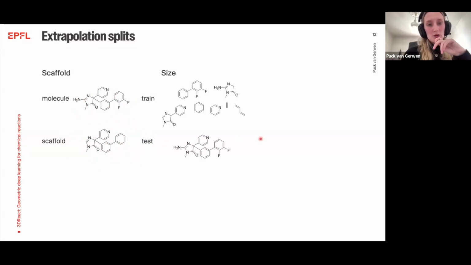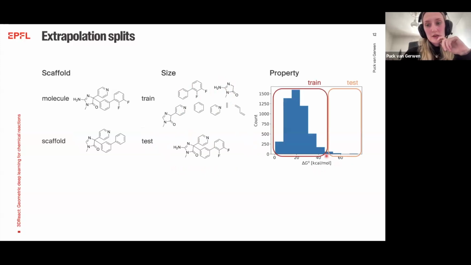And another approach is to do extrapolation based on molecule size. So then you would basically train on all of the smaller molecules and test on the larger ones. So this is also, yeah, relatively challenging to do. And you can do a very similar thing to size, which is a property-based split. So here, if you wanted to do an 80-10-10, you would cut at 80% of your target, and those would all be trained, and then everything else would be validation and test. And as I will show you, this actually turns out to be the most challenging split.